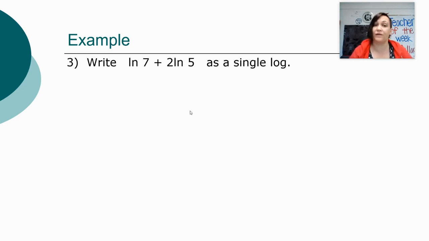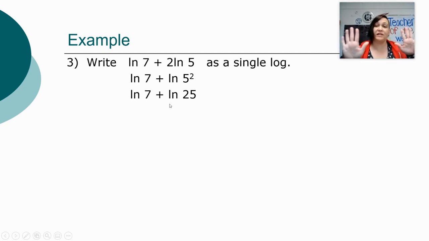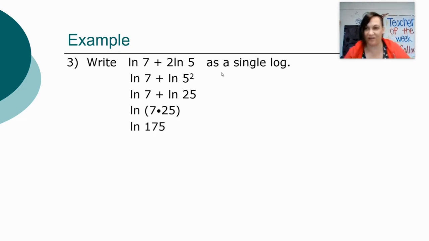So any number that's right in front of a log is going to become an exponent. So the first step I'm going to do is take the 2 and make it an exponent on the 5. And 5 squared is 25. I should probably actually figure that out. And then earlier this week, we learned that if you have 2 logs that are being added together, you can squish them into one log using multiplication. So I'm going to write ln just once, and then I'm going to multiply 7 times 25, which is 175. All right, so the final answer to this problem would be the natural log of 175.